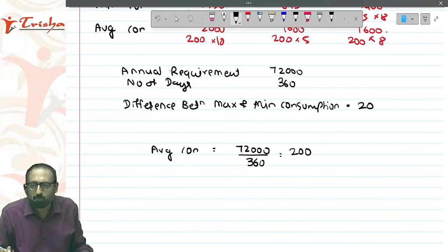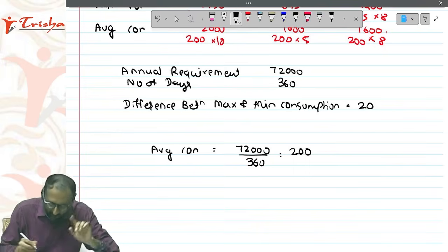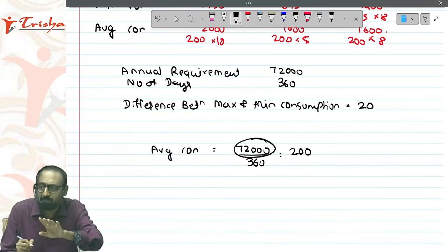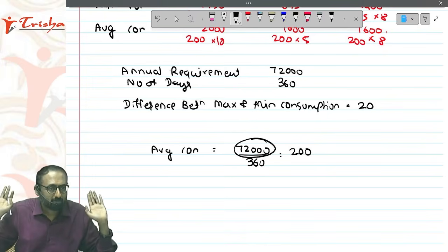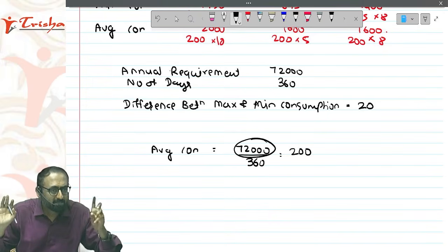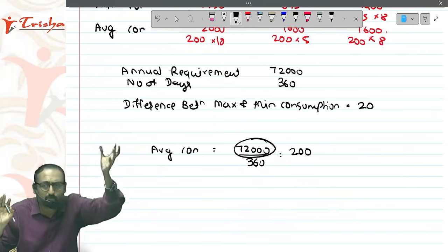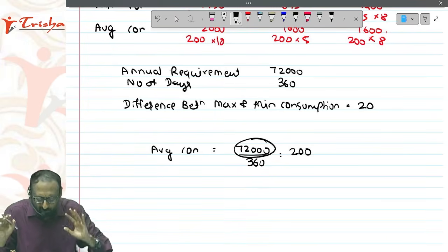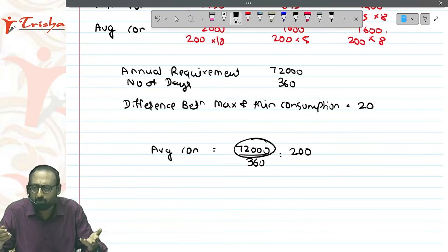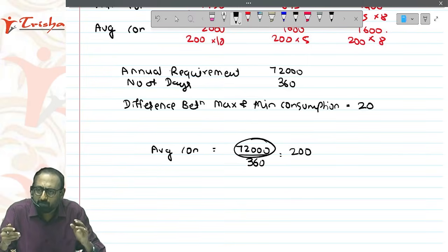Yes or no? So remember, this annual requirement is nothing but your average consumption in a year. Annual requirement is nothing but, on an average, how much quantity you consume in a year, divided by 360, the number of days. You will get 200. What is that 200? Average consumption.